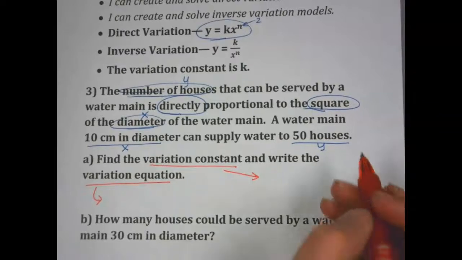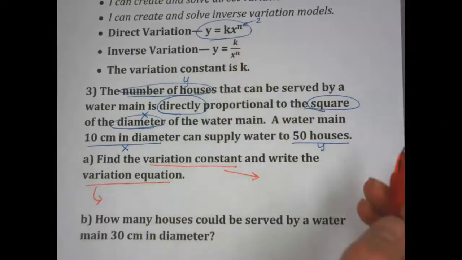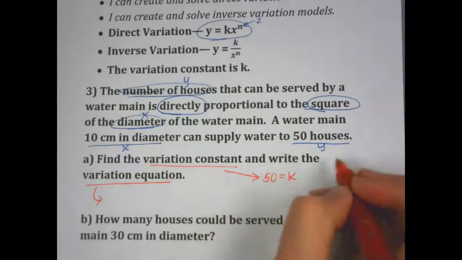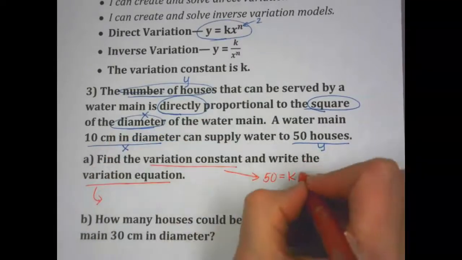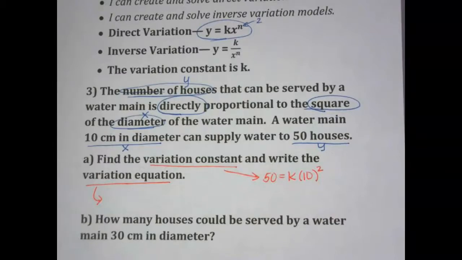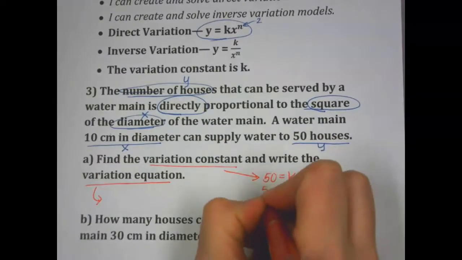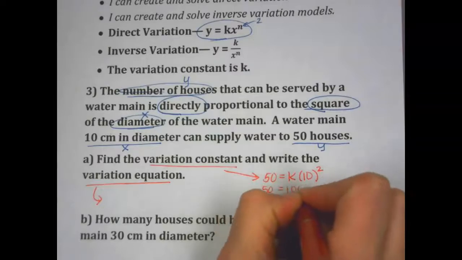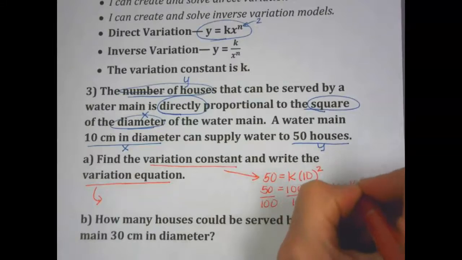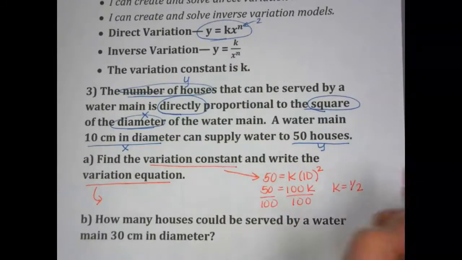Variation constant, I'm going to take this equation up here and put in 50 for y. I don't know the constant k. I'm going to put in 10 for x, and we said that the n value in this case was squared. So we have 50 equals 100k, divide both sides by 100, and k equals 1/2. So the variation constant is 1/2.